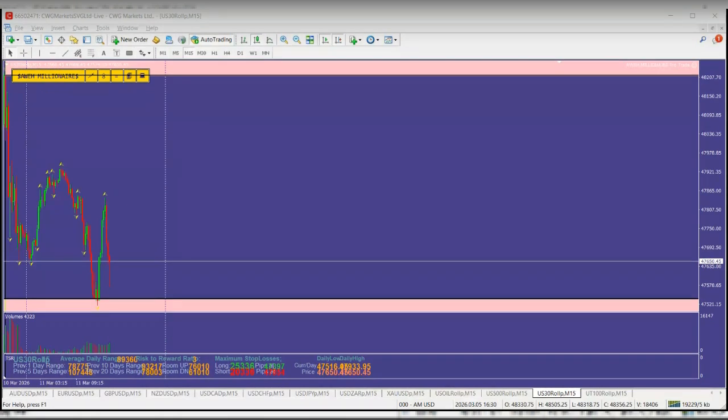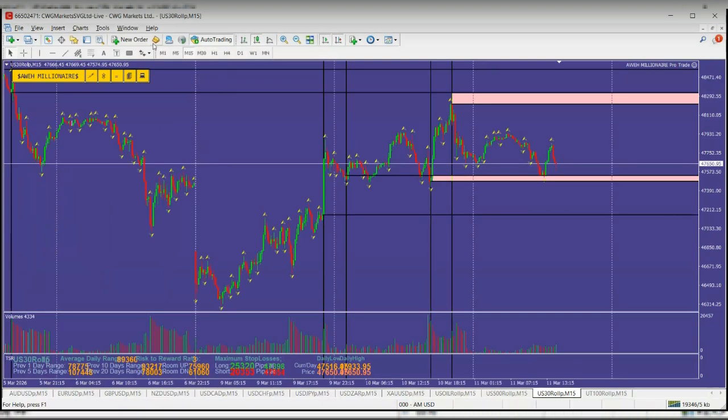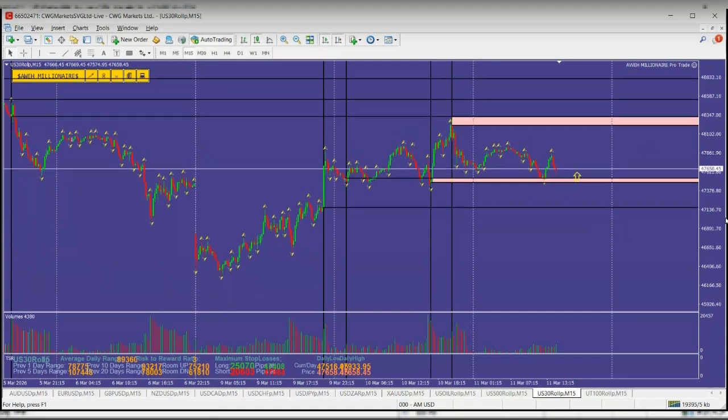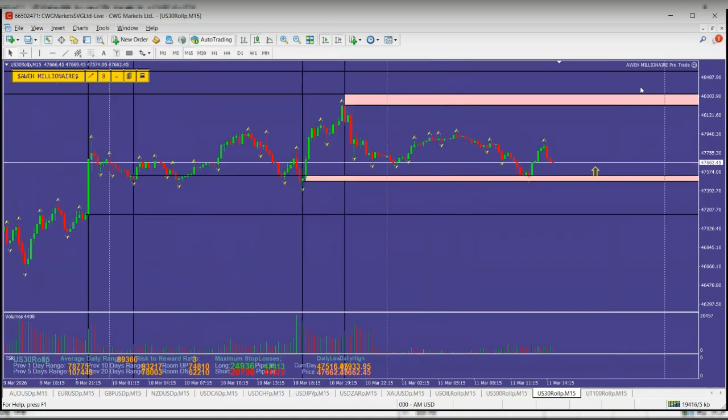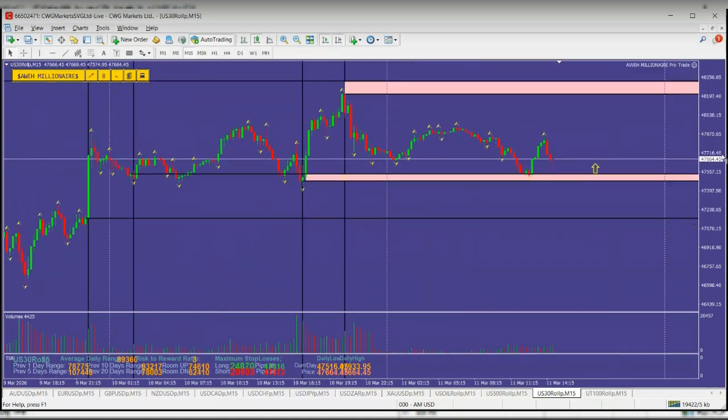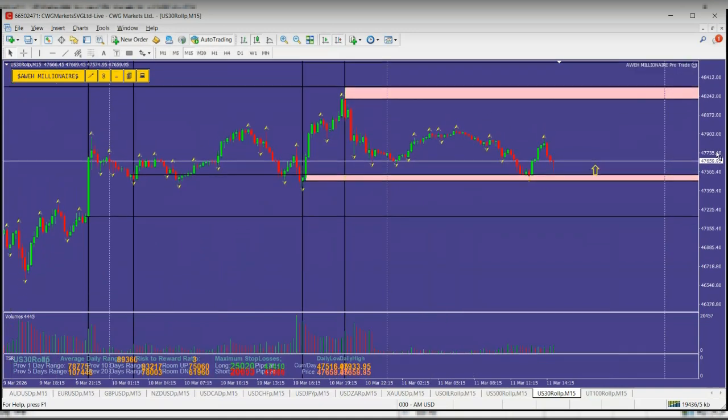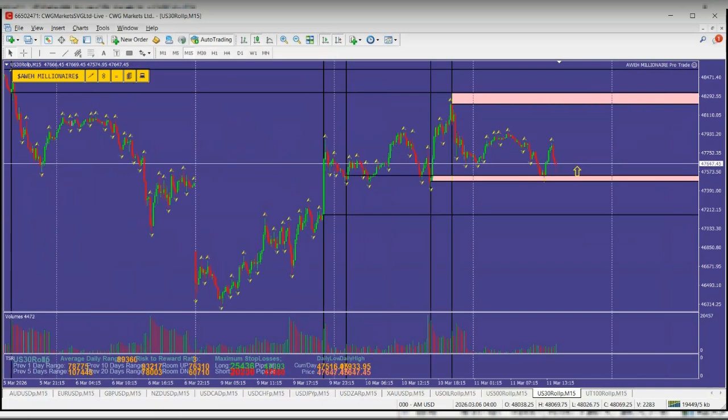Okay, so now that we're here, so basically what we have here on US 30 is we've got demand zone number 1, demand number 2, supply zone 1, supply zone number 2, and supply number 3 all the way at the top here. Okay, but we'll focus on these more recent levels for now. Okay, let's do it like that. And this is for US 30 Dow Jones CPI trading session.